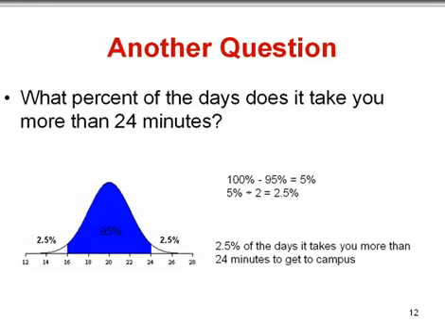The other question we were asked is, what percent of the time will it take you more than 24 minutes? First, you must ask yourself, how far away from the mean is 24 minutes? And we recognize that 24 minutes is exactly 2 standard deviations away from the mean. So we'll use our 2 standard deviation graph to help us. Once again, between 16 minutes and 24 minutes accounts for 95% of the time. If there's 95% of the time between 16 minutes and 24 minutes, the rest, namely 5%, is equally split between the upper and lower tails. 2.5% of the time it will take you more than 24 minutes, and 2.5% of the time it will take you less than 16 minutes.